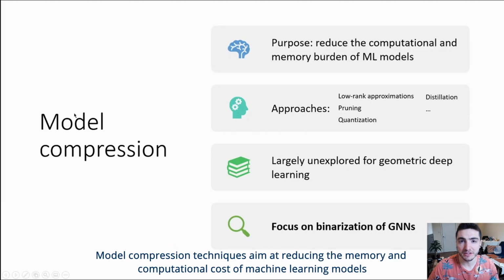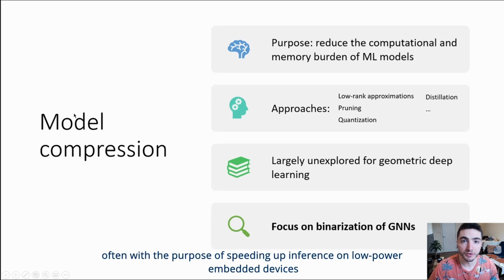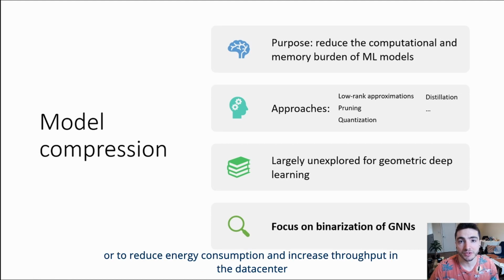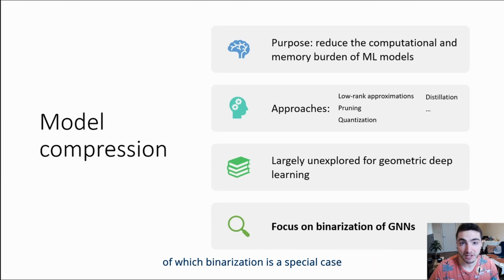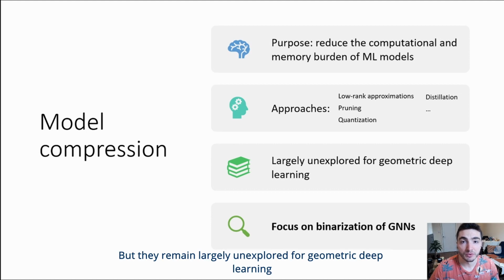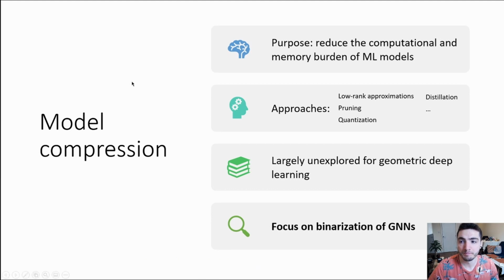Model compression techniques aim at reducing the memory and computational cost of machine learning models, often with the purpose of speeding up inference on low-power embedded devices, or to reduce energy consumption and increase throughput in the data center. Many approaches have been well studied in the past, such as low-rank approximations, pruning, or quantization, of which binarization is a special case, but they remain largely unexplored for geometric deep learning. In this work, we focus specifically on the binarization of graph neural networks.